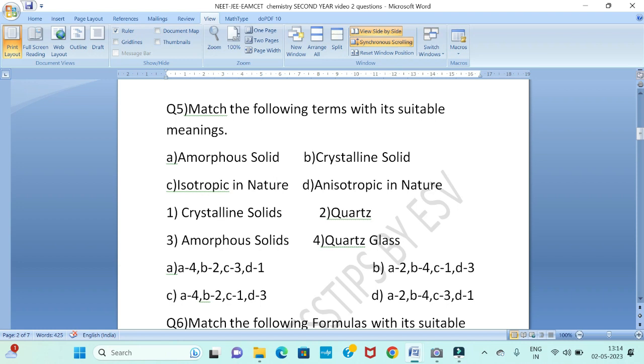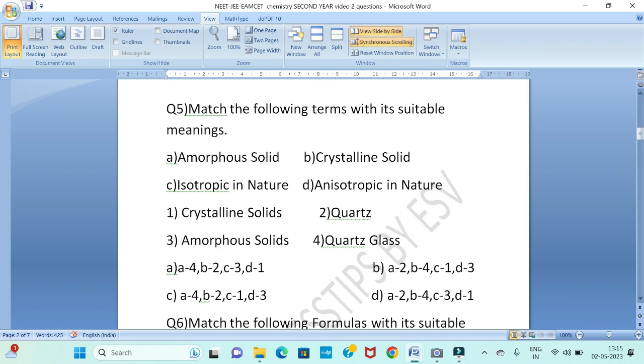Isotropic in nature. Crystalline solids are anisotropic. Okay, crystalline solids are anisotropic. Next, amorphous solids are isotropic. So isotropic means amorphous solids means C3. Next D, anisotropic in nature means crystalline solids.